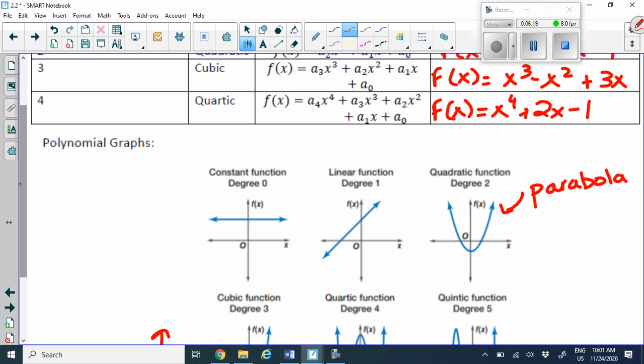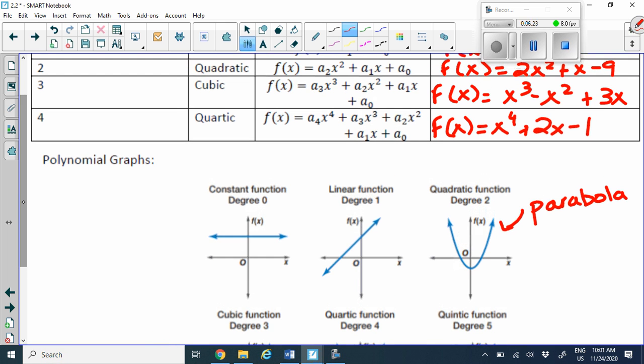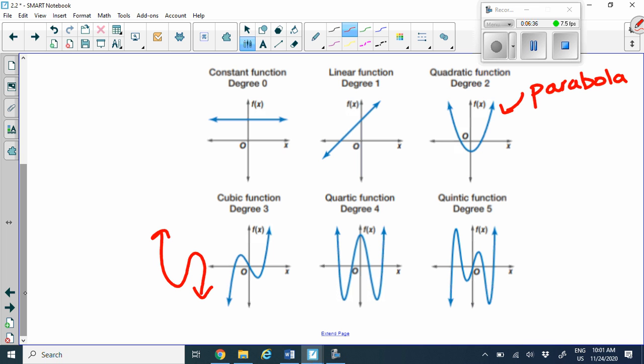Now notice when I did all these examples, I wrote them all in standard form. That means I went from the largest degree, our largest exponent, which is our degree, and then I descended, meaning I went smaller in those exponents. Now what can a quartic look like? Usually it's going to look like a W, okay? So if we have the normal quartic or degree of 4, it'll look like a W, or if it's going upside down, it could look like an M, okay?